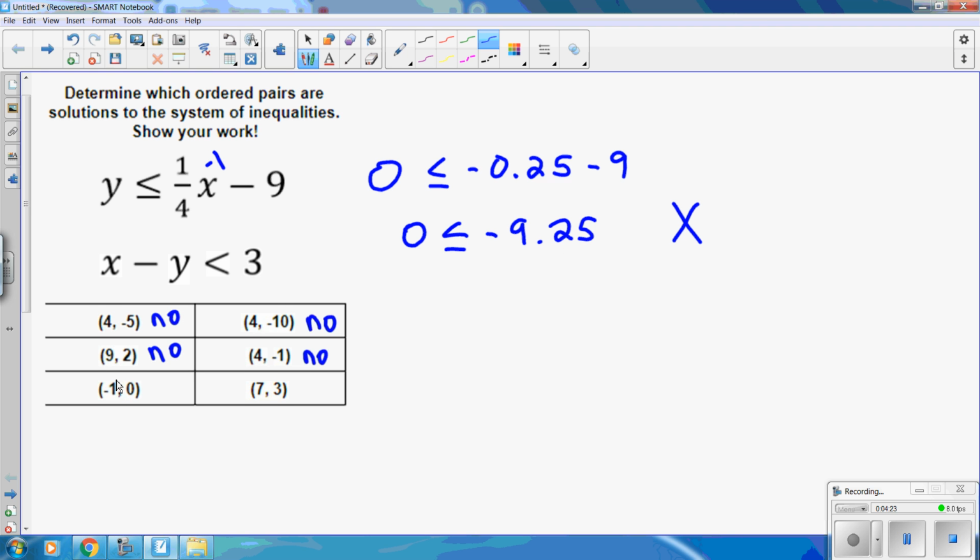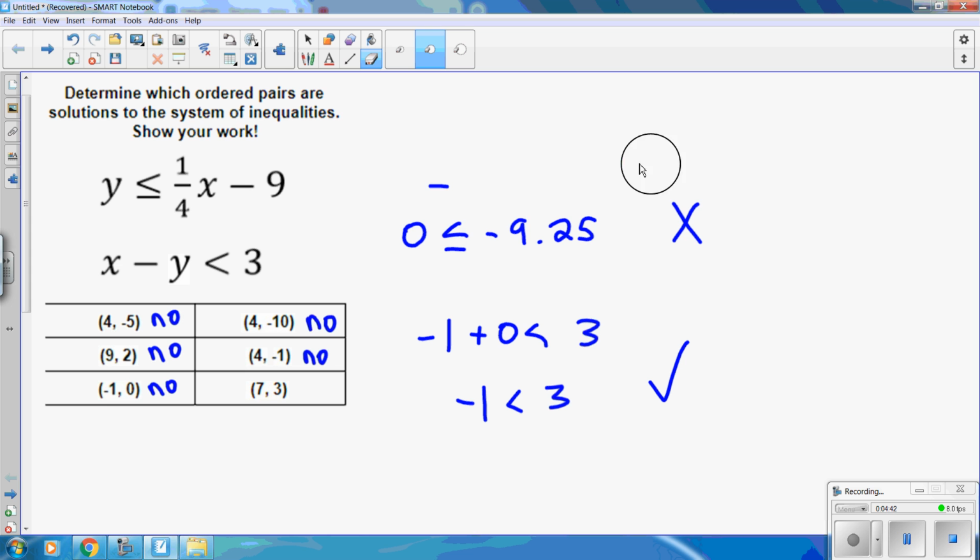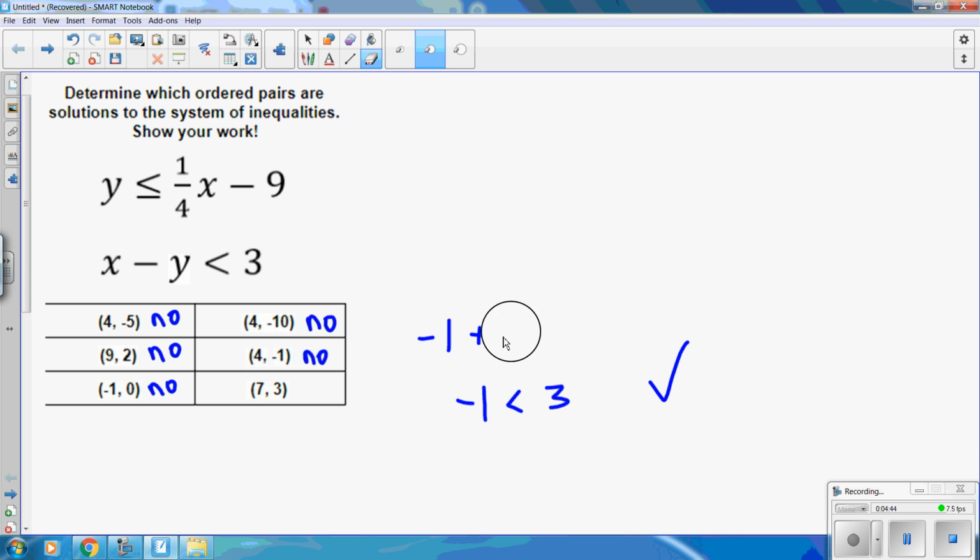Let's check this one. Plug -1 in for x. Plug 0 in for y. -1 plus 0 is -1. -1 is less than 3, so it works there, but it doesn't work for both. So this is no. Alright, the last ordered pair we're going to check is 7, 3.